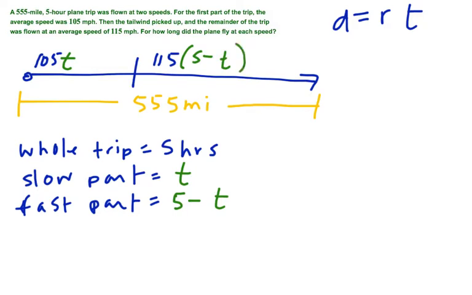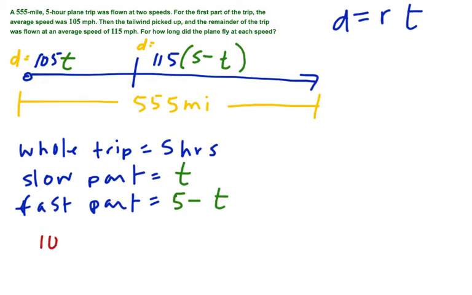And by the way, it doesn't matter in terms of the t and the 5 minus t which is slow and fast. So we have an equation here, and now I know that this first slow part distance is 105t, and the second fast part distance is 115 times 5 minus t. So now we have it broken up into 2 different distances, and when we add the slow part distance to the fast part distance, we get our total distance of 555. So let's look at that equation.